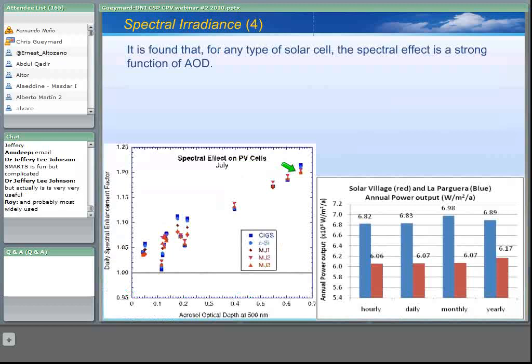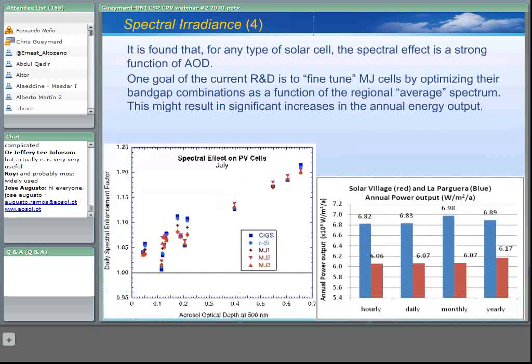And this is another way of presenting those, between a relatively hazy site here, Solar Village, and a relatively clean site, La Parguera. And all this is only due to the spectral effect. So one goal of the current R&D is to fine-tune the multijunction cells by optimizing their bandgap combinations, so that they would respond optimally to the regional average spectrum. And that could be interesting, because then you might have this kind of difference in the annual power output.